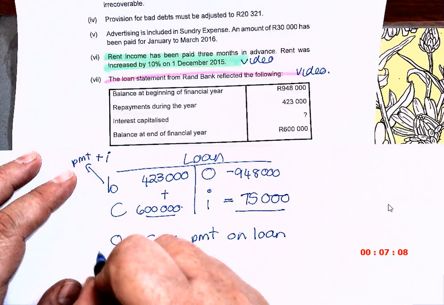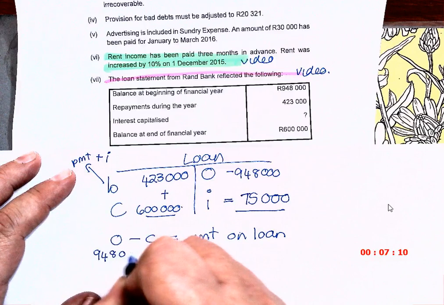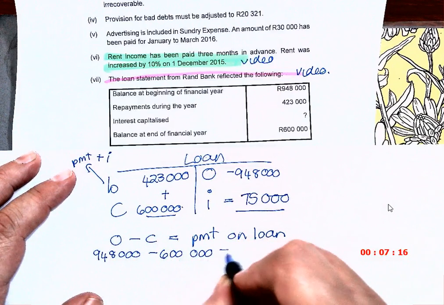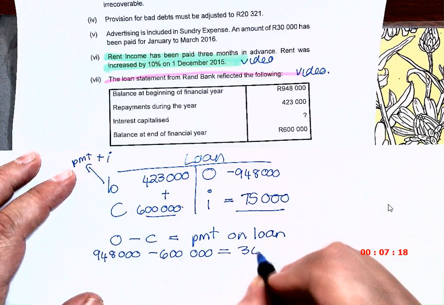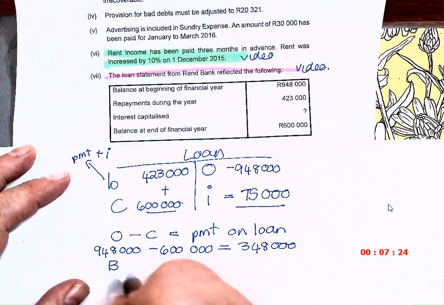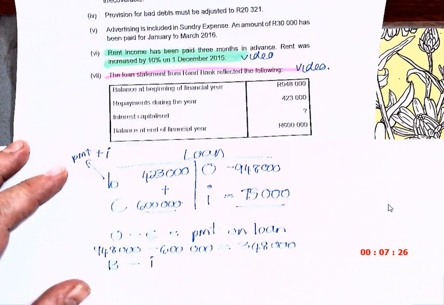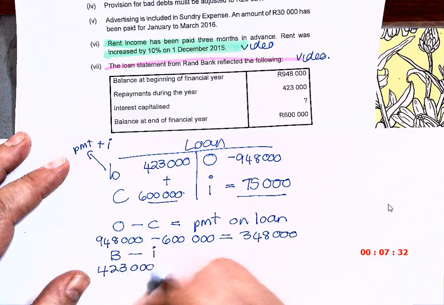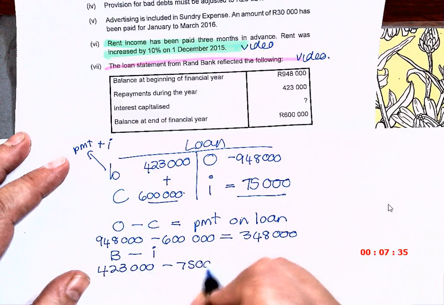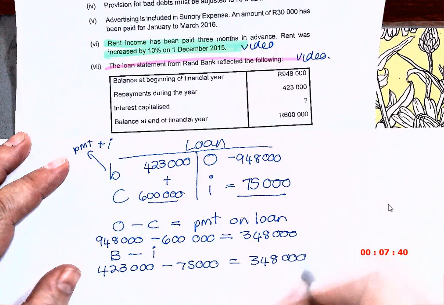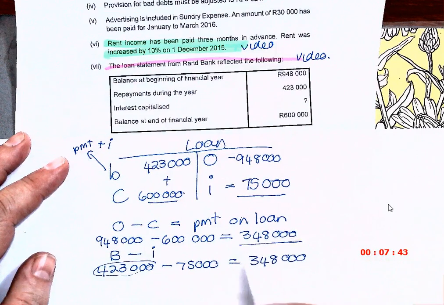Can you see, if I take the opening less the closing, it gives me my payment on loan is 348. Am I right? If I take my total payments less the interest, will it also give me 348? Yes, because this is how much I paid on the loan and the interest.